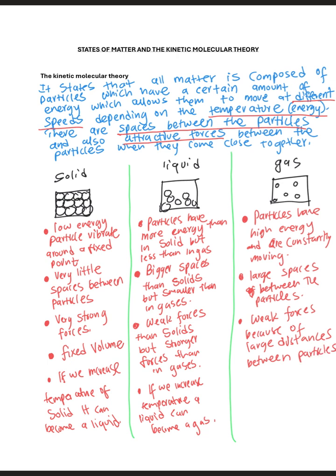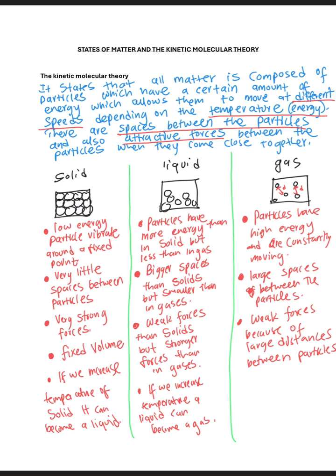Because of large distances between the particles, you can see in the gas in that diagram that the distance between the particles is very large. So when the distance between the particles is very large, then we say that the substance is in the gas phase. The particles have high energy, they can move around faster, they are very energetic when the substance is in the gas phase.